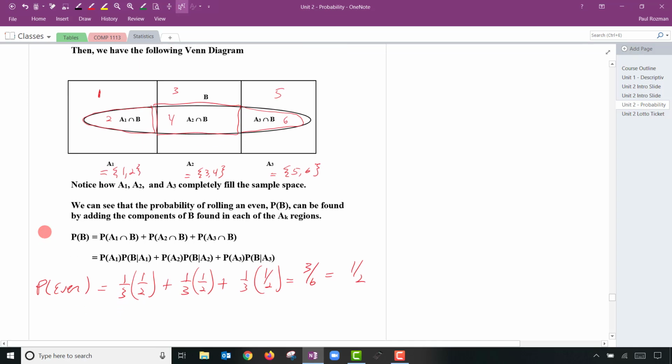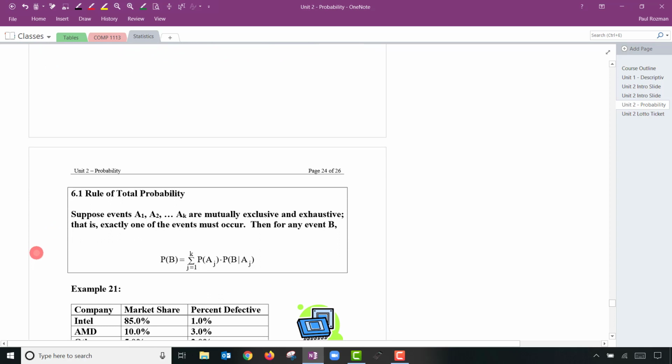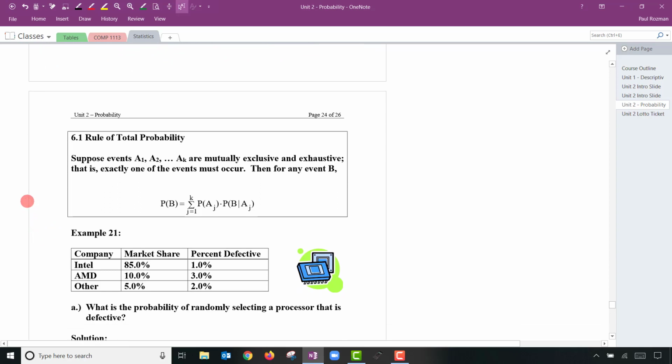It gets generalized. We don't have to just have 3 sets. We could have any number of sets as long as they meet the conditions of being mutually exclusive and exhaustive. The rule of total probability here, I just rewrote it more generally, where I have a total of k possible sets.